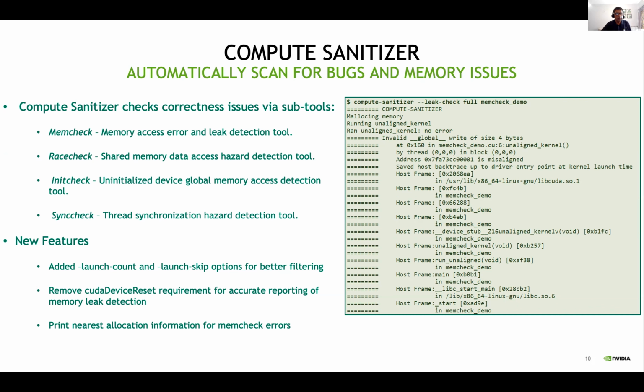Just a quick overview of some new features added, because memory checking adds overhead. If you want to filter and restrict the checking to be done on certain kernels, you can select the count of kernels and you could skip some kernels. So these are new options. And similarly, now for memory leak check, we have removed a limitation. You don't need to have the CUDA device reset call made. And for memcheck errors, now we also give information for the nearest allocation, so that will make it easier to identify the exact allocation which was resulting in the error. Next slide, please.